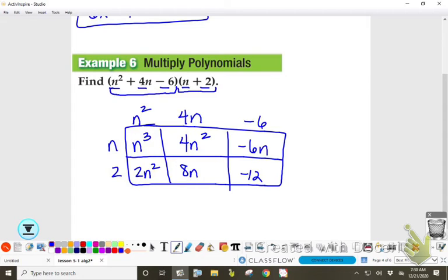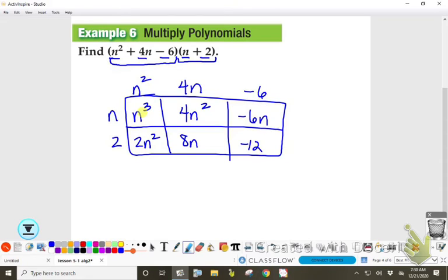And then what you want to do is start with your highest exponent for your answer and then work your way down. So I have an n to the third, and I don't have any other n to the third, so n to the third comes first. Let's do our next term. I have 2n squared and 4n squared. They're both positive, so that'd be plus 6n squared.